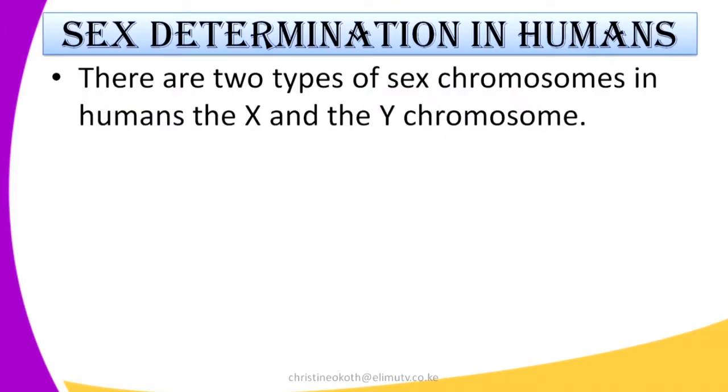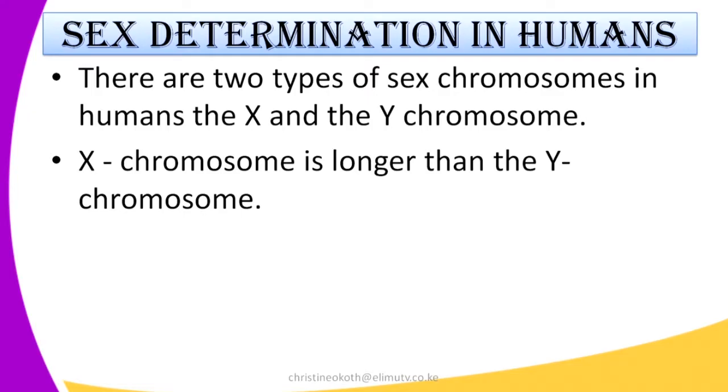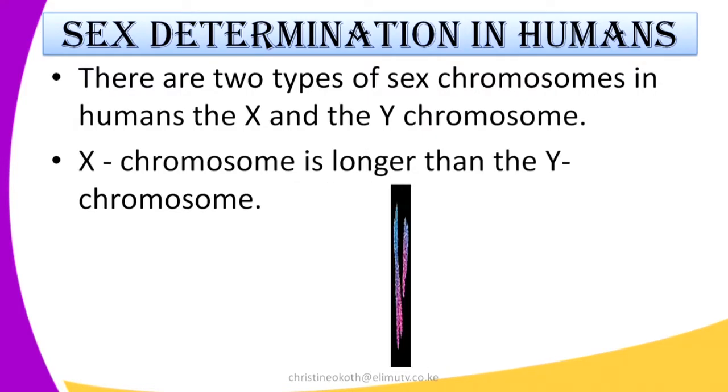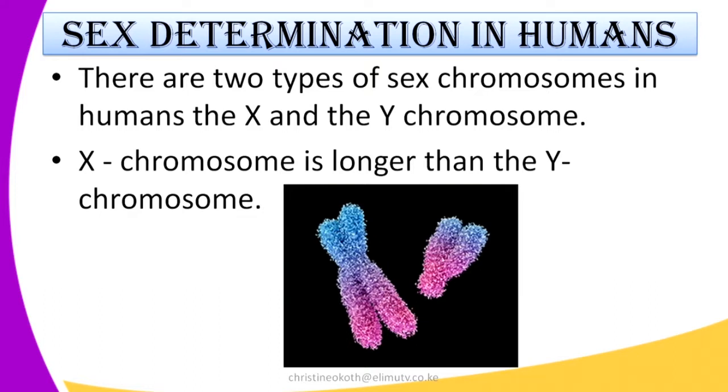So there are two types of sex chromosomes in humans. In the 23rd pair, we either have the X or we have the Y. The X chromosome is normally longer than the Y chromosome. The illustration is trying to demonstrate the X chromosome being longer than the Y chromosome. So those are the chromosomes which are responsible for determining the gender of the offspring.